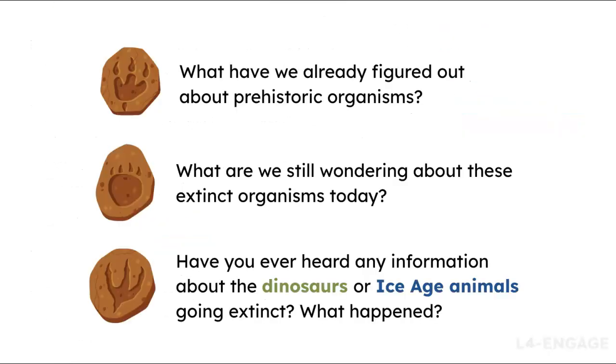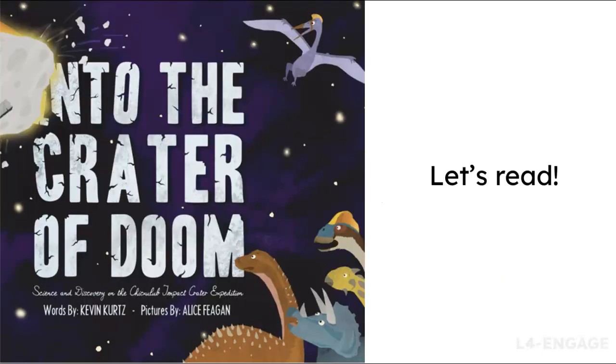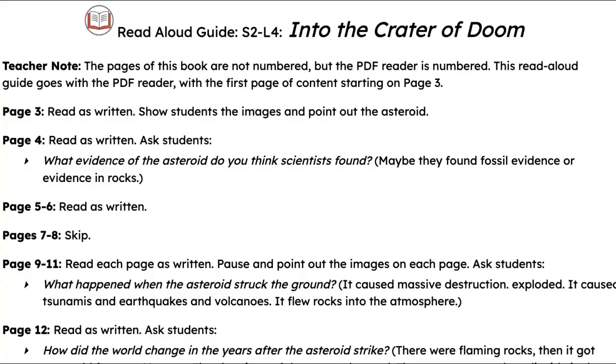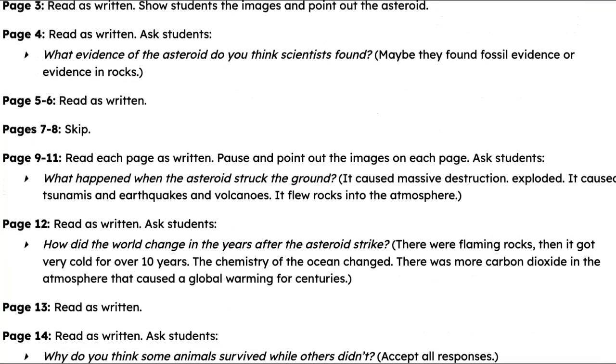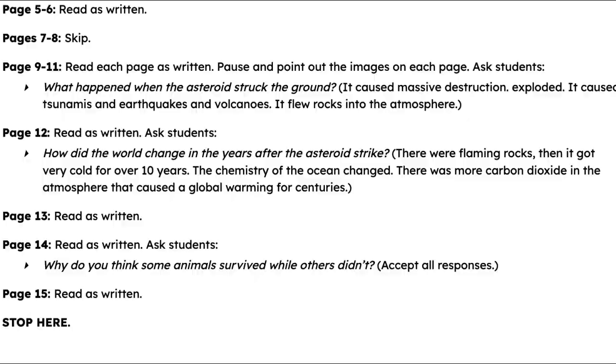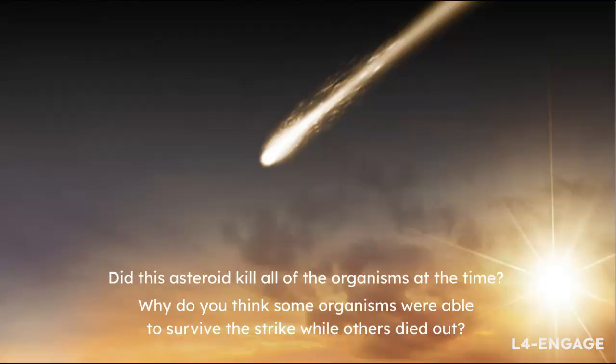To begin the Engage portion, you'll remind students of the anchoring phenomenon and how some organisms from long ago are extinct today. You'll then read Into the Crater of Doom. Be sure to use the Read Aloud guide for key ideas and discussion questions. You'll revisit the driving question board to add any new questions and highlight others connected to the learning goals of this lesson by calling attention to questions about how changes to the environment affected organisms or why some organisms went extinct when others survived.